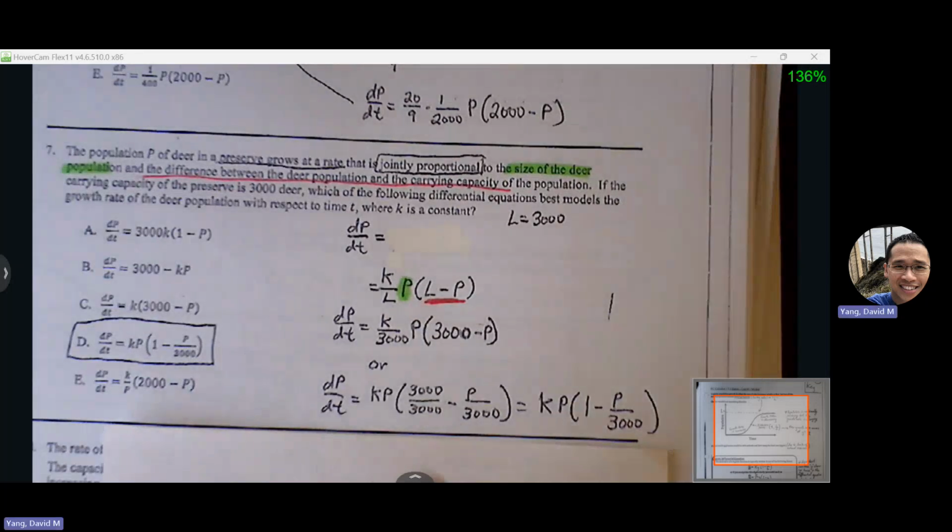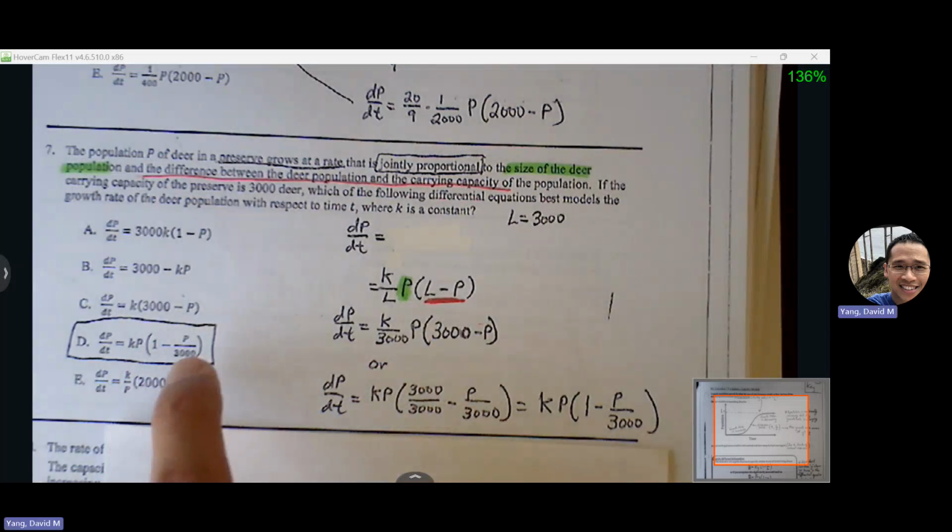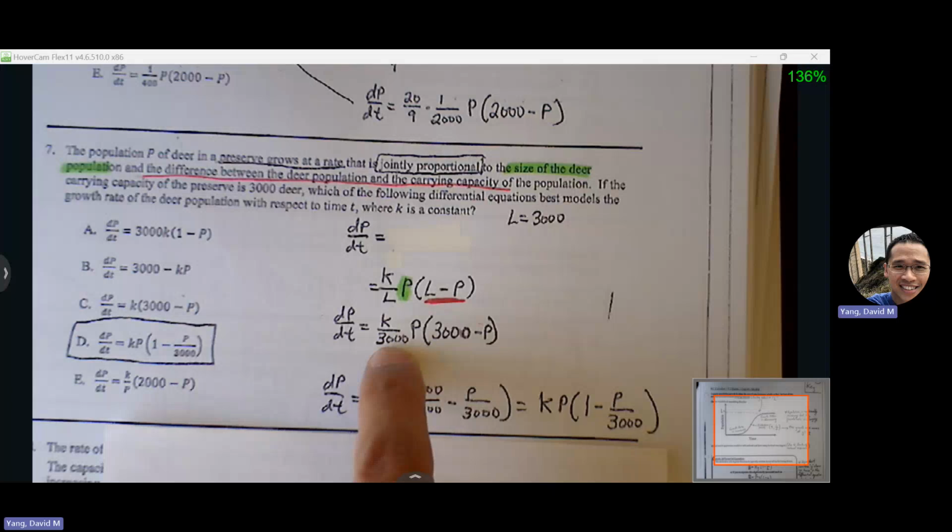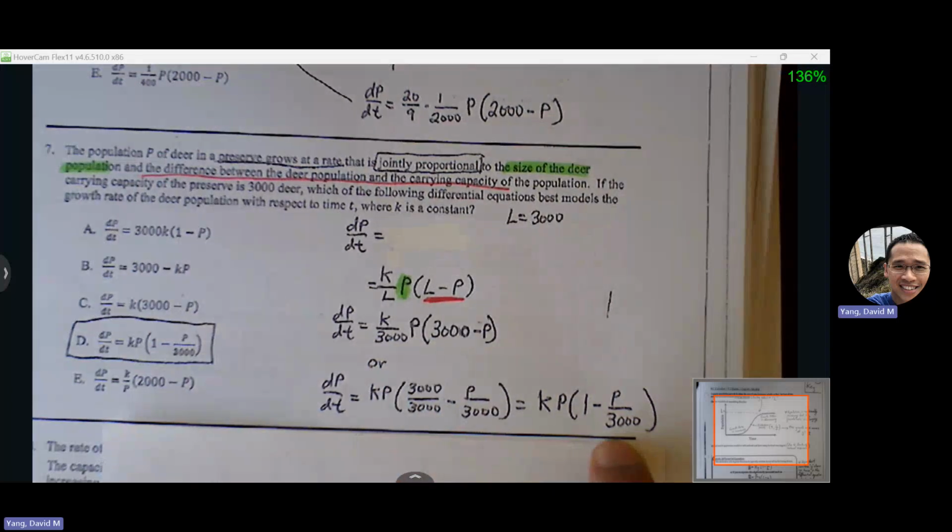So we can replace L with 3,000. So we can get it into this form, but we can also multiply the 1/3,000 or distribute that 3,000 through and make it match one of our answer choices. So we just have to be aware of both forms, and whatever form we get, we can make it match whatever answer choice form they have.